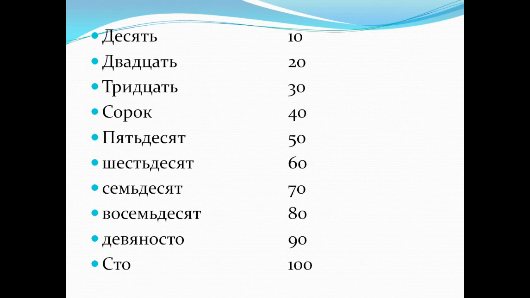10, 20, 30, 40, 50, 60, 70, 80, 90, 100. So how do we spell it? 10, 20, 30, 40, 50, 60, 70, 80, 90, 100.